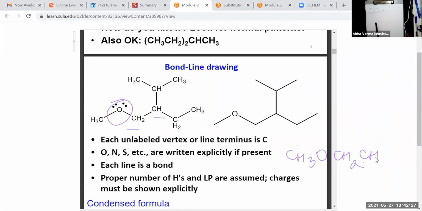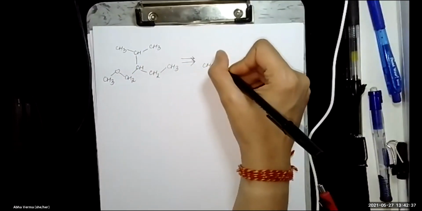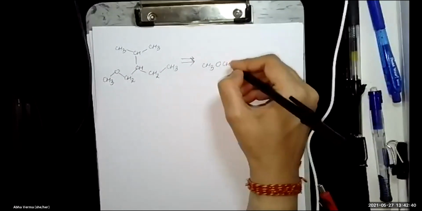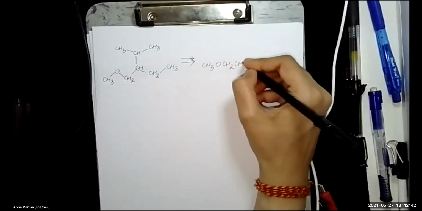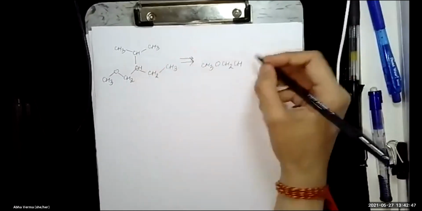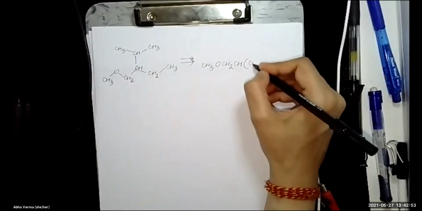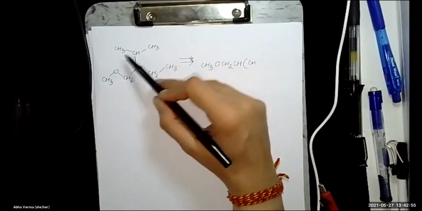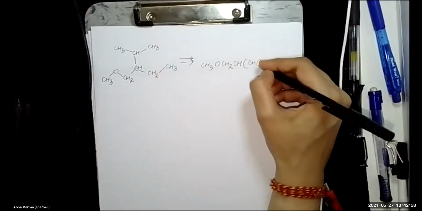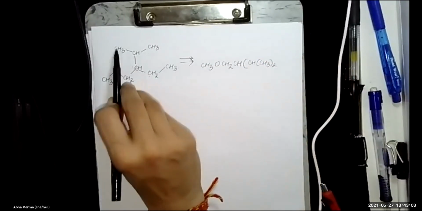Okay, I'm going to shift gears and show you this on my paper. Okay, so CH3, oxygen, CH2, CH, and then to this CH, some of you did the parentheses and you wrote this CH, and to this CH, two further CH3 units are attached.